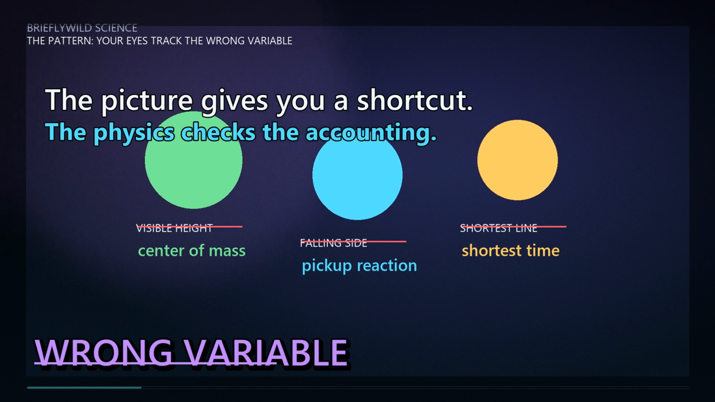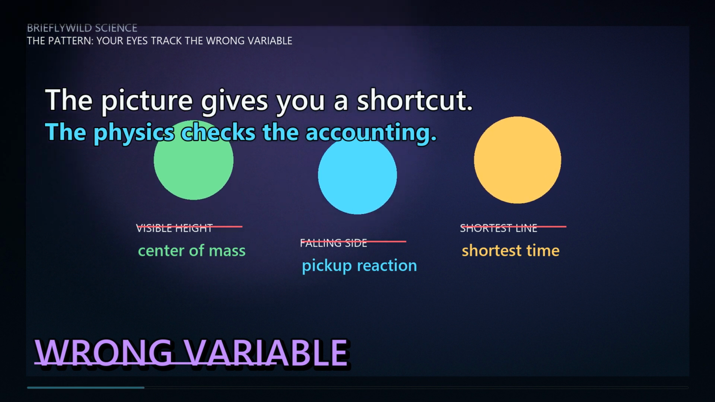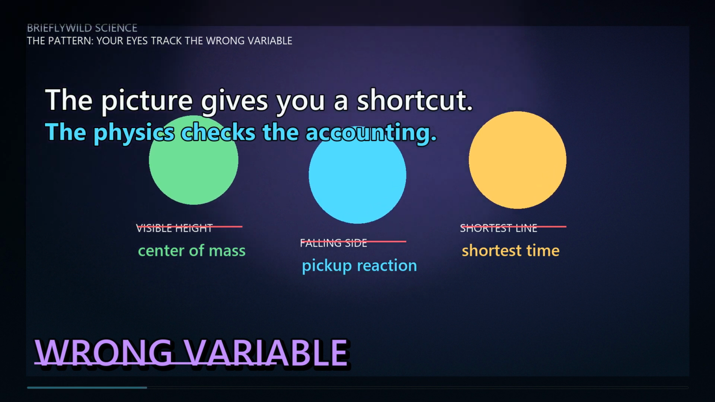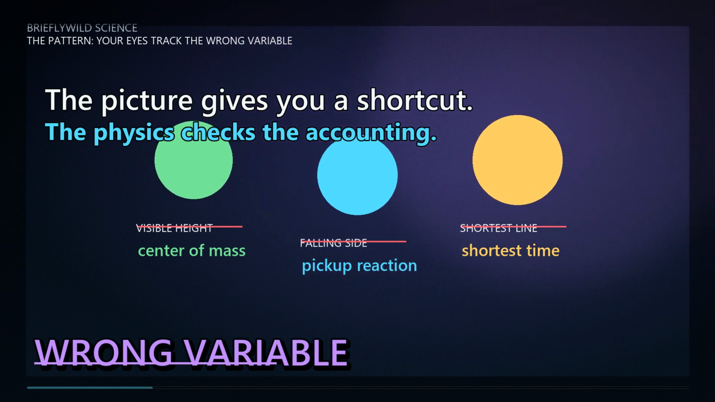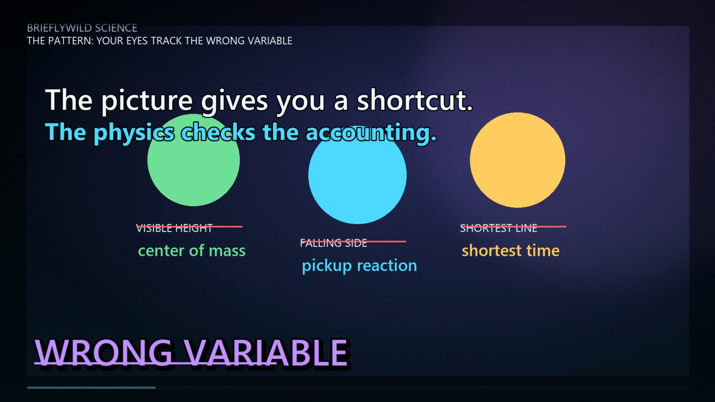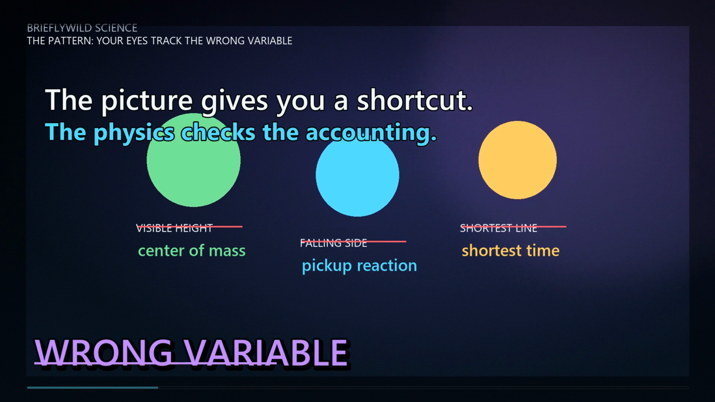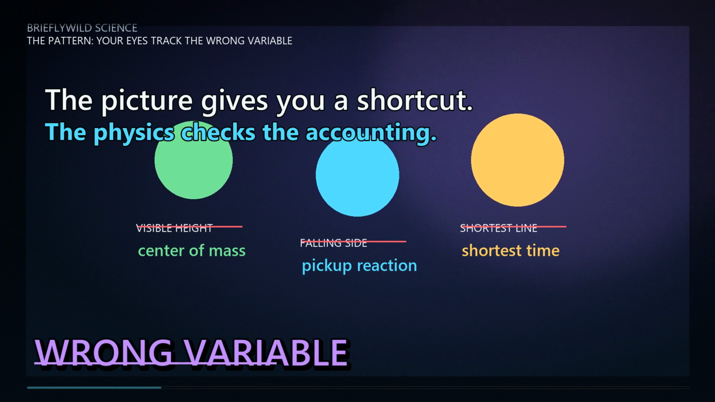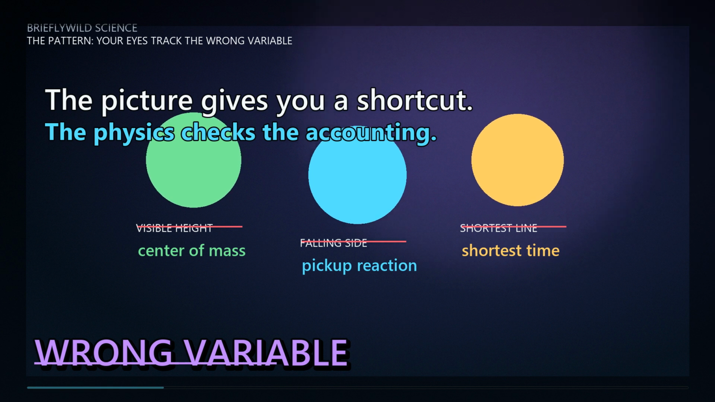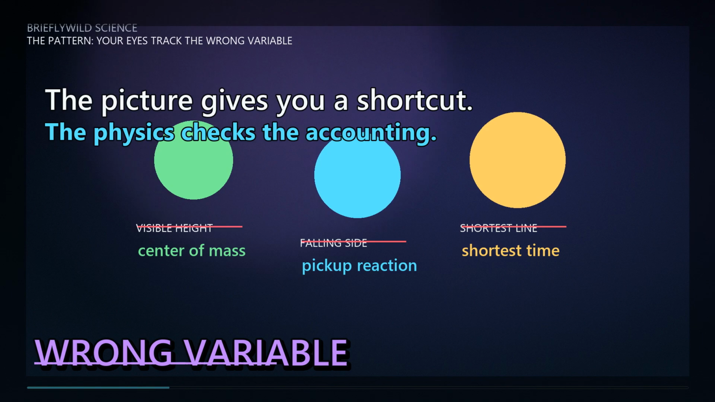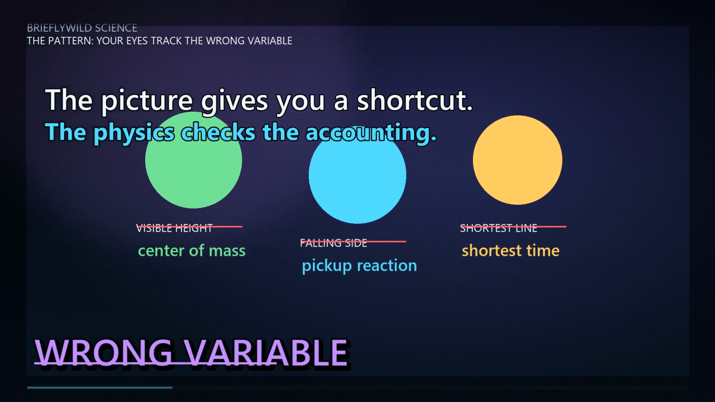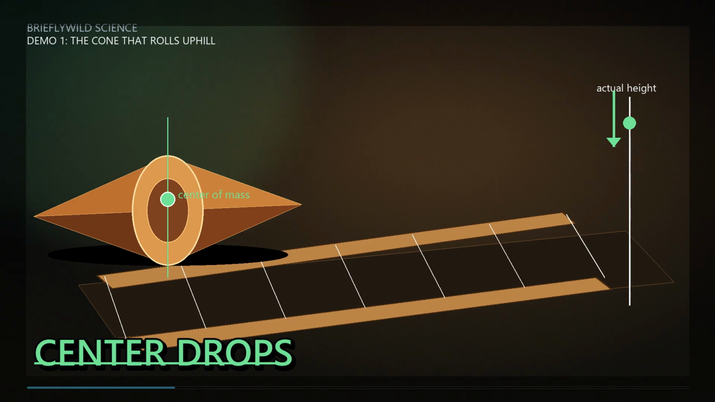A surface can rise while the important point drops. A falling section can hide the force that launches a new section upward. A shorter path can lose to a longer path if the longer path creates speed earlier. So we're going to treat each demonstration like a visual mystery. First the impossible-looking event, then the variable your eyes missed. Start with the double cone.